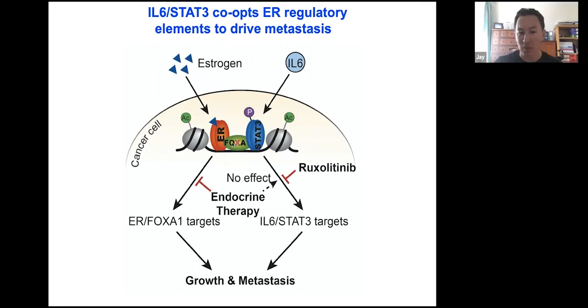And what this suggests is that the drugs that we use to block this pathway will not cross-inhibit the other transcription factor. So drugs that block estrogen receptor will block estrogen receptor and only estrogen receptor, and this contributes to primary tumor growth. And actually, drugs that block STAT3 will block specifically this transcription factor arm of the axis, and this will block metastatic potential of that primary tumor.